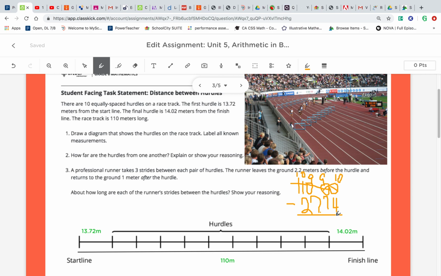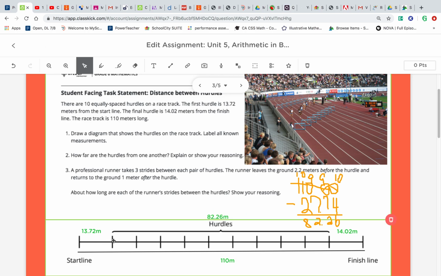So 10 minus 4 is 6. 9 minus 7 is 2. Bring down the decimal point. 9 minus 7 is 2. And then 10 minus 2 is 8. Okay, so 82.26 is how far this is. So I'm going to go ahead and label this. For the hurdles, we're dealing with 82.26 meters from the first hurdle to the last hurdle.